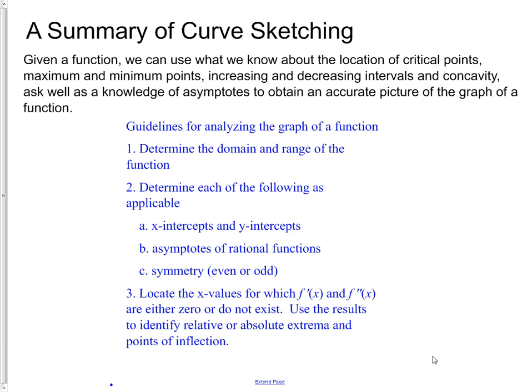We're going to have some guidelines for analyzing the graph of a function. And you can see them here. I've circled it. I've put them in blue. How do we determine what a graph looks like based on the derivative? So, of course, we need to do a few things.